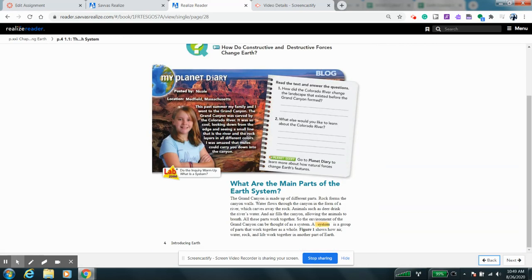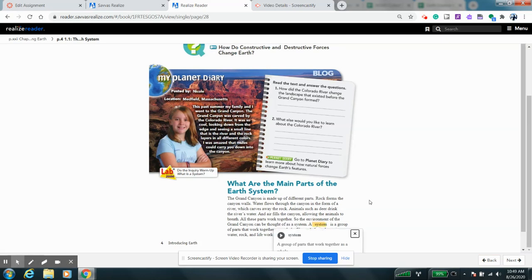If we go back a page, we have the word system. So right here, system. A system is a group of parts that work together as a whole. So the definition of system is a group of parts that work together as a whole. What happens if you struggle with it and you can't really find it? What do you think you can do?